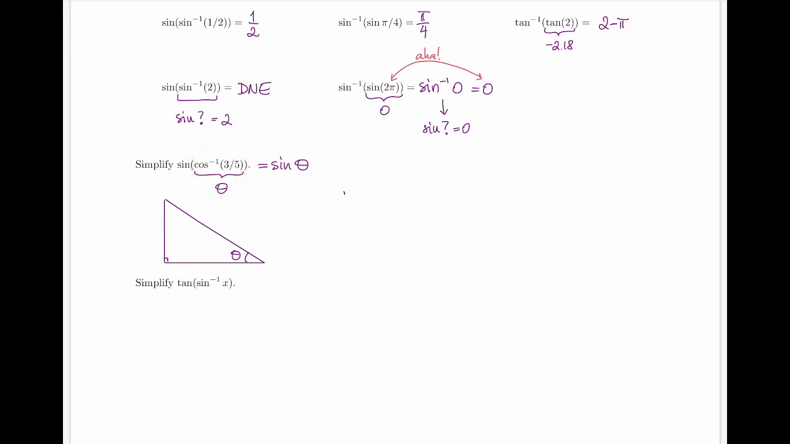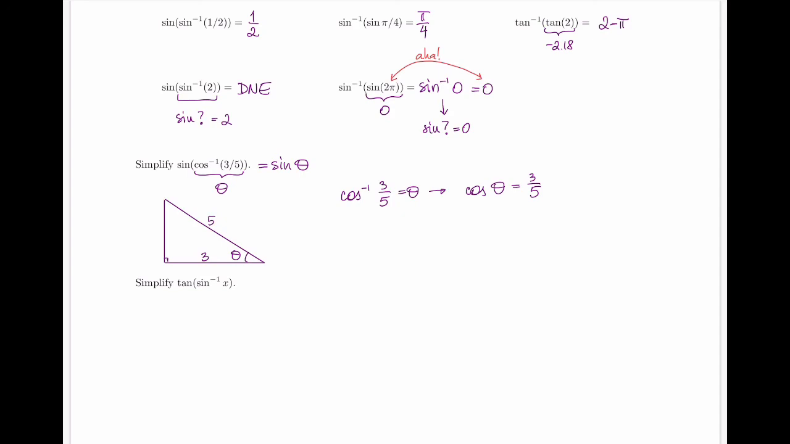Let me write this out. Cosine inverse of 3/5 is theta, which means, taking advantage of our practice of going back and forth between trig and inverse trig functions, this is the same as saying that cosine of theta is 3/5. Now, cosine in a right angle triangle is adjacent over hypotenuse. So I can simply label my adjacent side as the length of 3 and my hypotenuse as the length of 5 here.